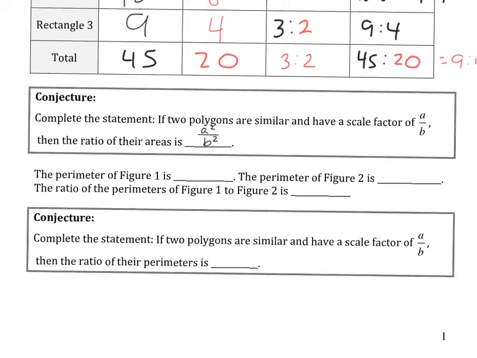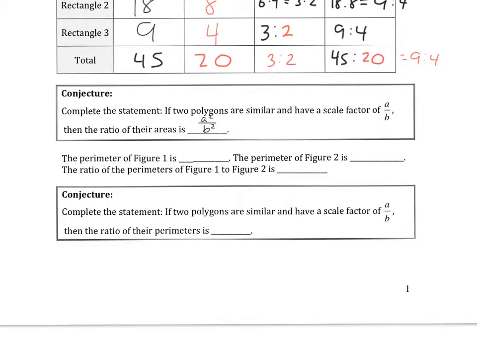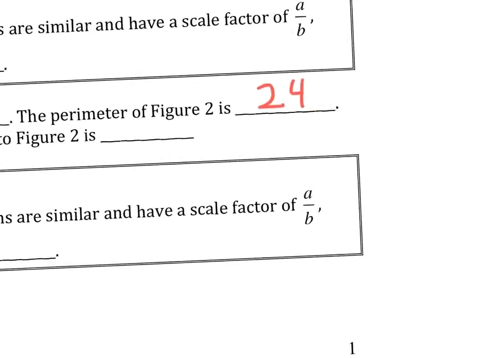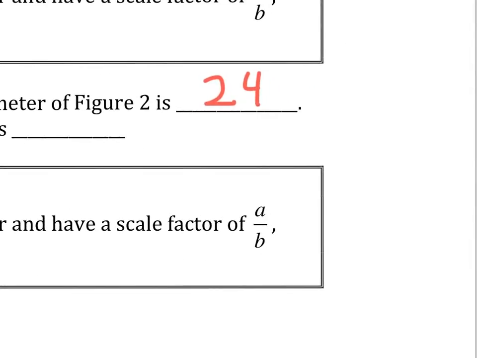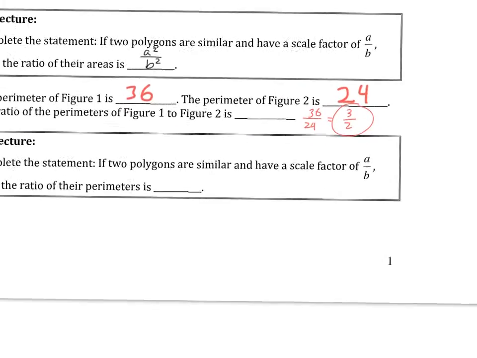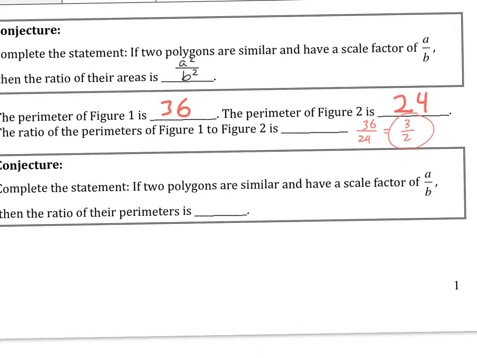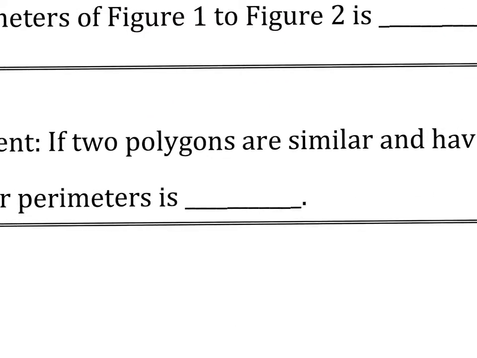Now to find the perimeters of these figures real quick. The perimeter of figure 1 is 36 units, and the next one is, I believe, 24. So what's the ratio of their perimeters? It might be easier to see as a fraction, 36 over 24, which reduces to 3 over 2. Nicely done. So how does that compare to the scale factor? It's exactly the scale factor. So the ratio of their perimeters is the scale factor.